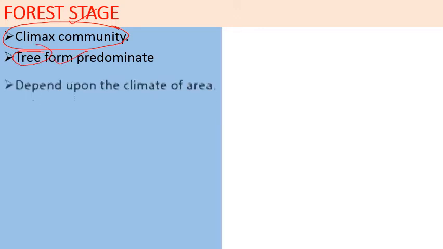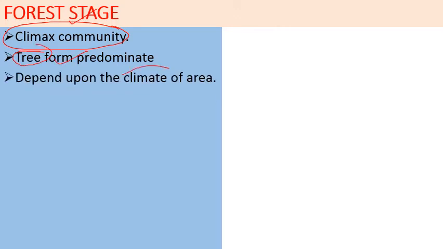Then the final stage of aquatic ecosystem is the forest stage. It is the climax community or most stable community in case of succession, which lives in equilibrium with the environmental conditions. So ye final community hoti hai succession ki. And isme jo main species hain jo dominate karte hain is community ko, those are trees mostly. And it depends upon the climate of area ki kis tarah ke trees honge. For example, in case of tropical region, we have already discussed, it includes the broadleaf trees.